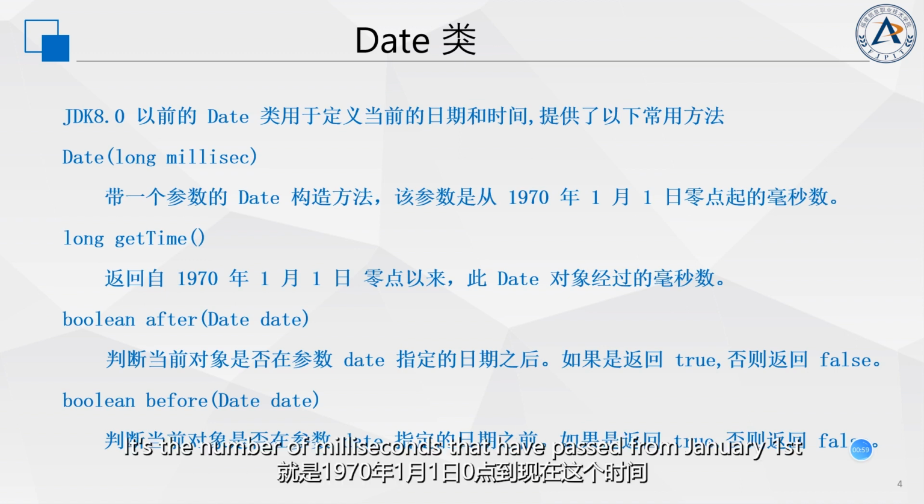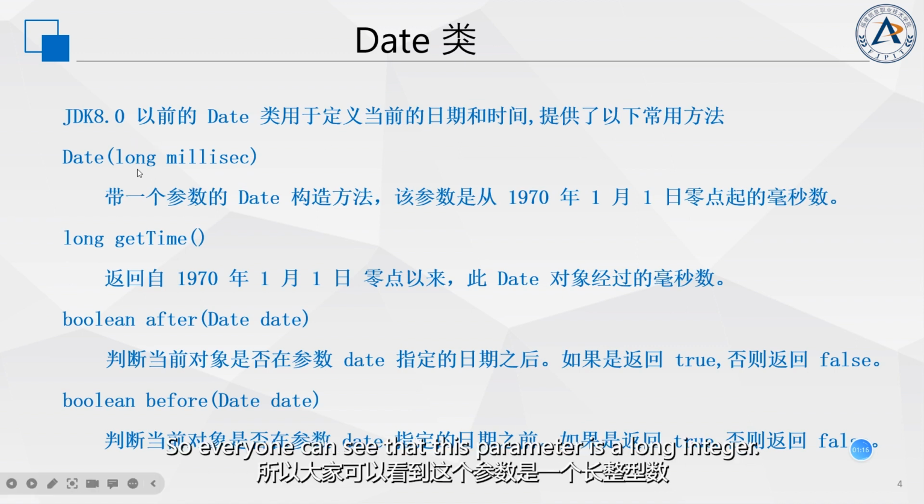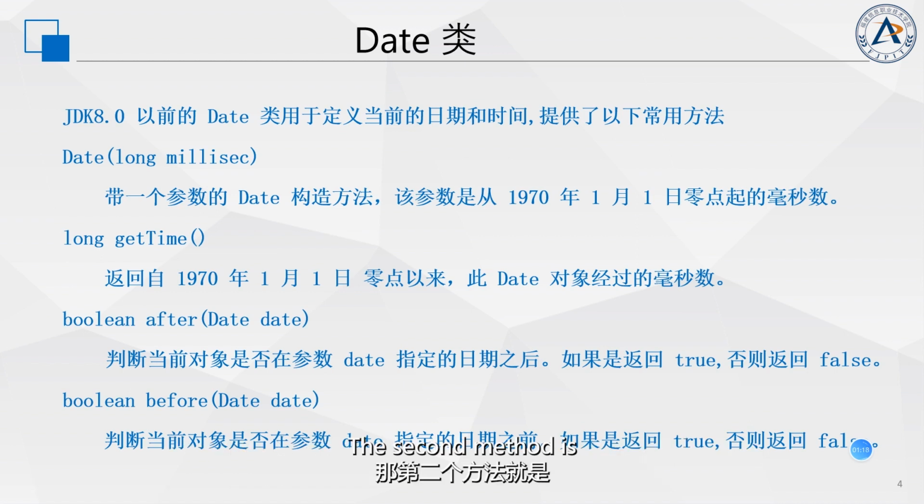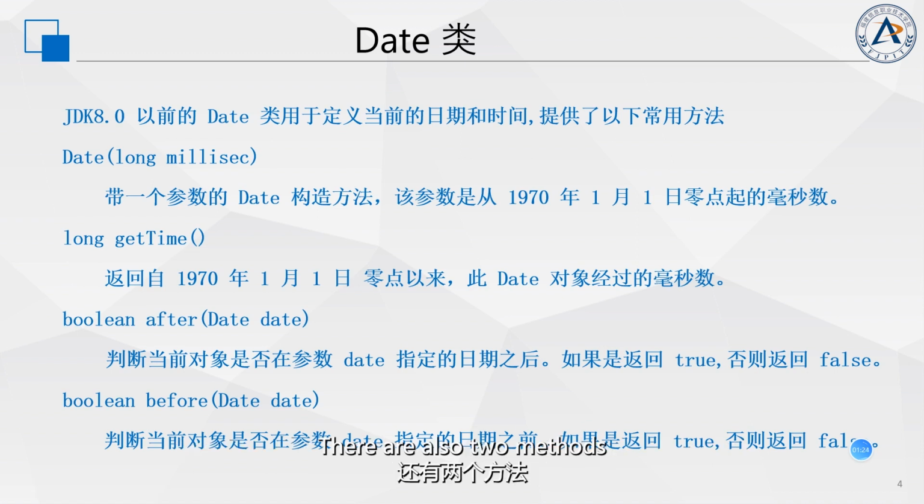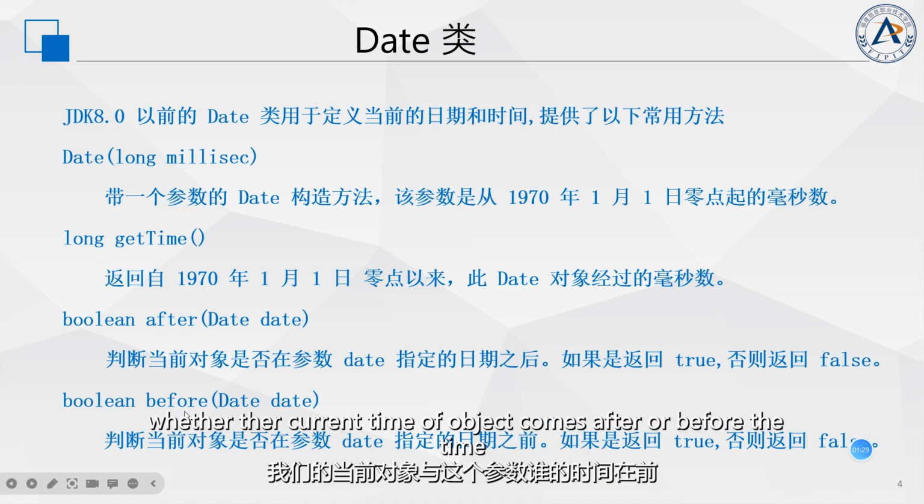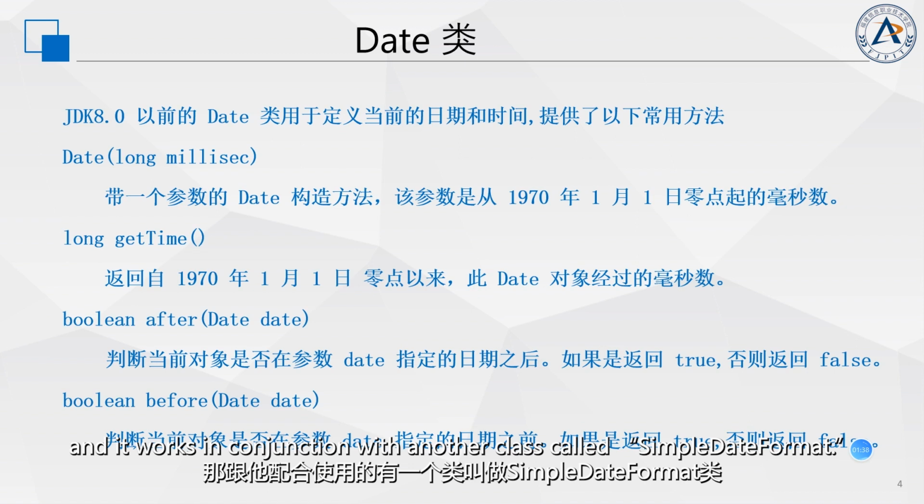It's the number of milliseconds that have passed from January the 1st, 1970, 00:00:00 to the present moment. How many years are there? How many days? Then multiply by milliseconds. That is a very large number. So, everyone can see that this parameter is a long integer. The second method is to extract the number of milliseconds that have passed. There are also two methods, after and before, which are used to determine whether the current time of the object comes after or before another. The time manipulation class has relatively few operations, and it works in conjunction with another class called SimpleDateFormat.